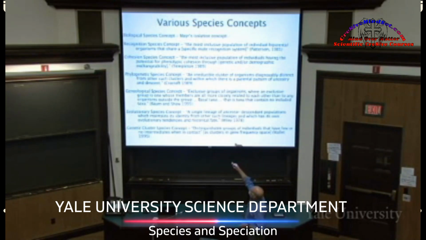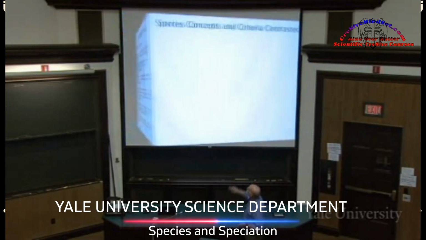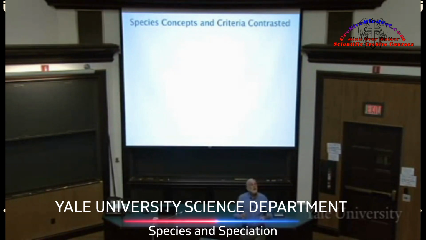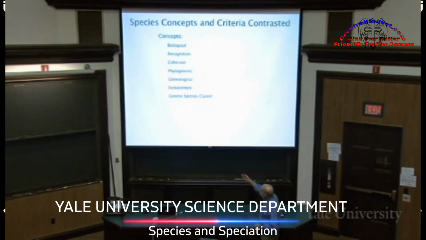So the concepts are more or less general statements about how you might go about thinking about what a species is, and the criteria are rules of thumb to decide whether a thing is a species or not. So you can think of the concepts as being abstract and the criteria being practical. So we've got these concepts, and here are a few criteria that could be applied to any concept.